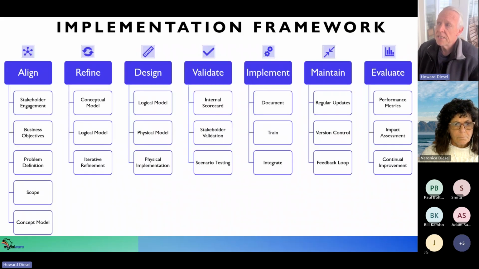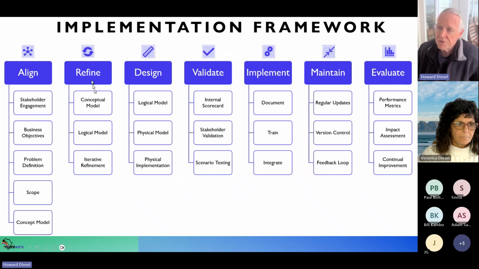Okay, and then this would be an implementation framework. What is the implementation framework? It's a sequencing of procedures that you need to build. So there's align, refine, design that comes from Mr. Hoberman, and that's fine, but then you need to validate it. And then you need to implement it, you then need to maintain it, and then you need to evaluate it. Okay, so that's the extension of the implementation framework.